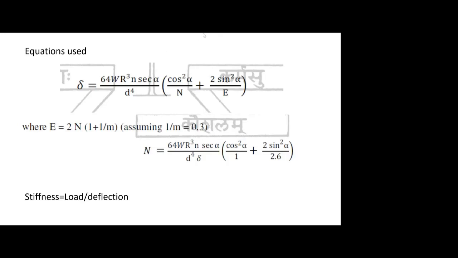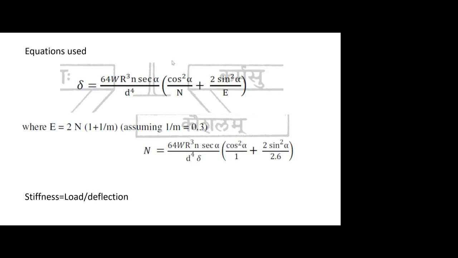Now, since N and E are both unknowns, and all the other parameters we can measure, what we do is express E in terms of N. Our aim is to determine the modulus of rigidity of the material. We know that the relationship between modulus of elasticity and modulus of rigidity is capital E equal to 2N into 1 plus 1 by m, where 1 by m you may represent as mu, the Poisson's ratio.